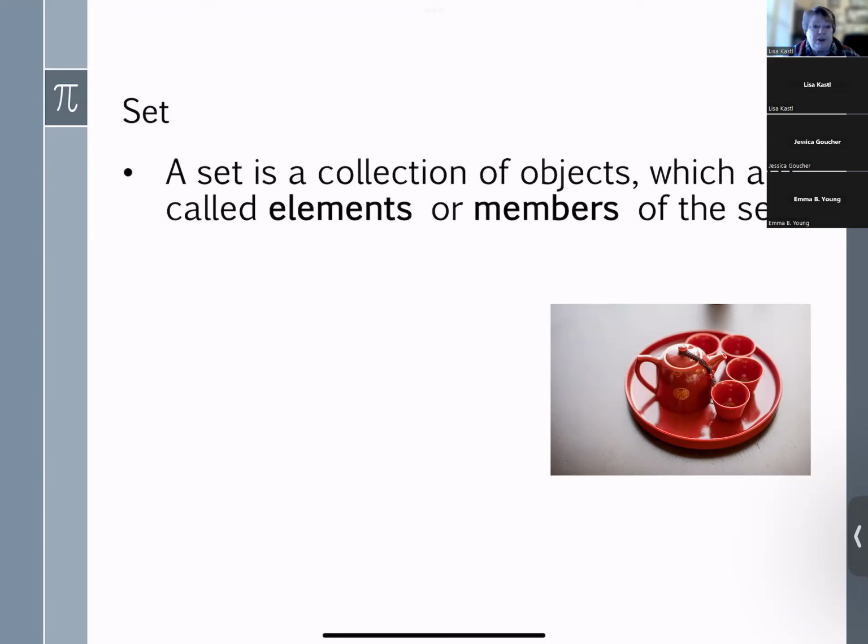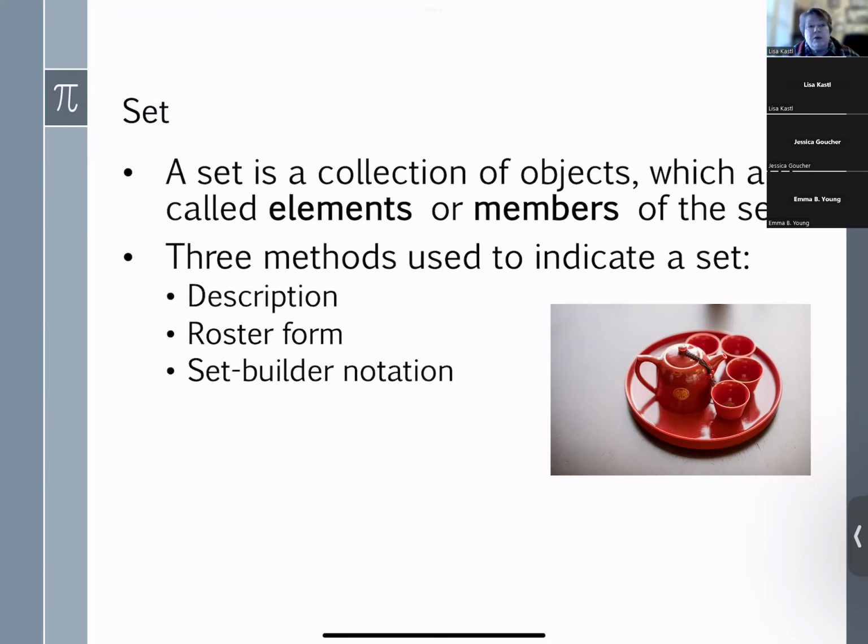It's just a collection of objects. So you have 3 different ways that you can describe a set. The first way I described that picture was, it's a tea set. Okay, maybe that's not descriptive enough. So I listed a roster, a list of the elements in that set. I said that set contains a tray, a teapot, and 4 teacups. So that is a roster. It just lists the items that are in that set.